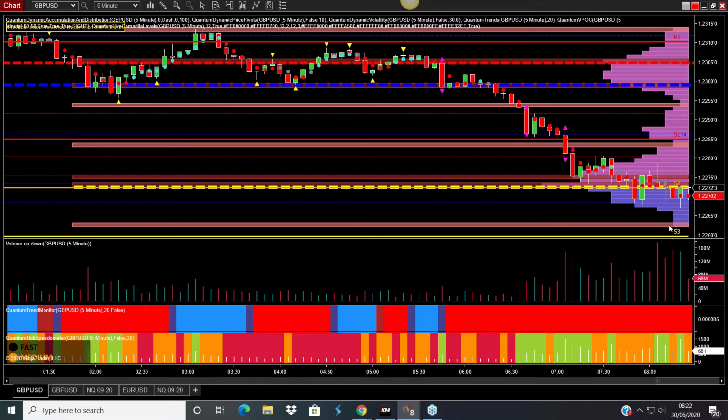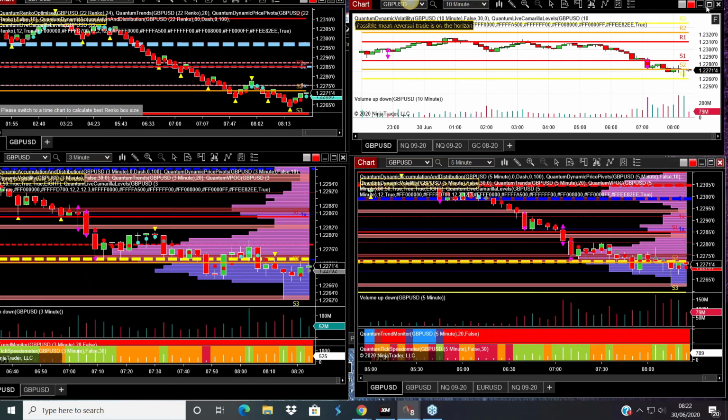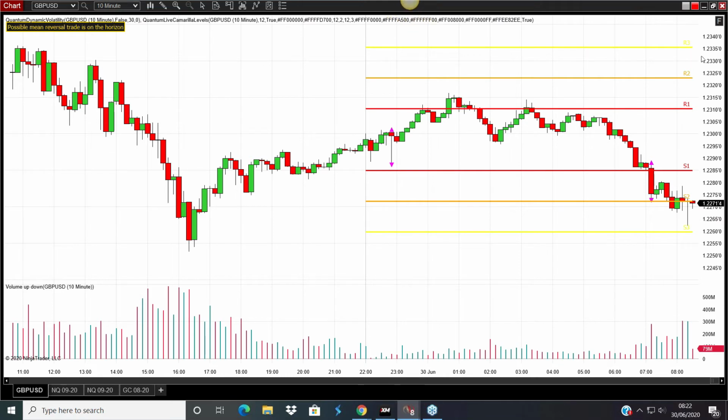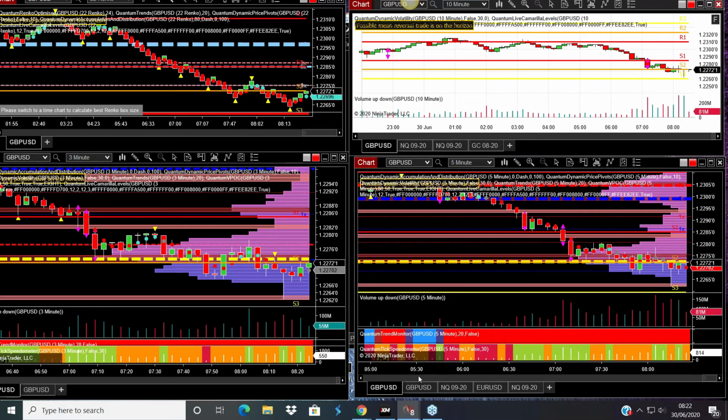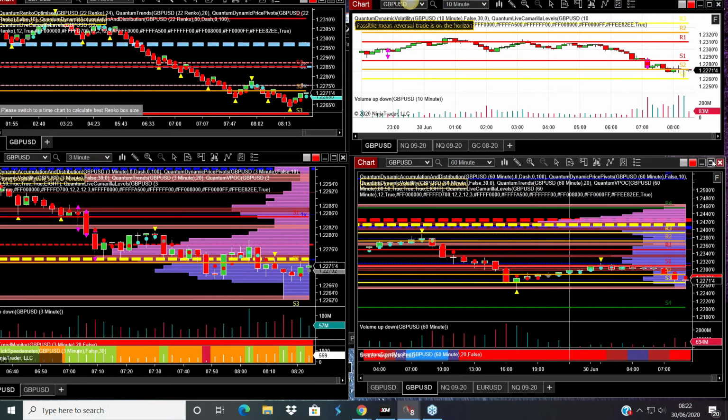What's also interesting is it's very close to 2260, which is actually the S3. I suspect, and it's only a suspicion, that there are a lot of limit orders around 2260. 2260 also corresponds with, let's have a look at the 60-minute chart, which I think was about yesterday's low. Let's see here. Let's have a look here.